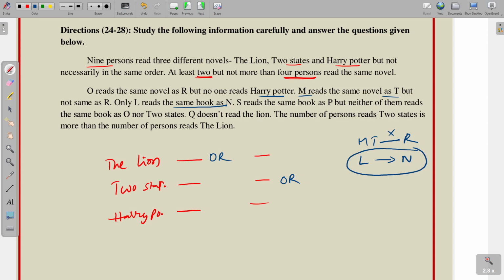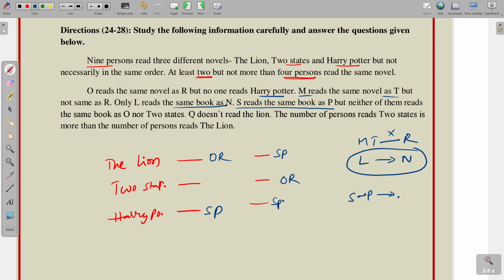Next, S read the same book as P, but neither of them read the same book as O or Two States. So S has the same book as P, but both did not read the same book as O or Two States. So S and P are placed here. So it is the first possibility. Coming to the second possibility, either S and P here or S and P here. It is the second possibility.